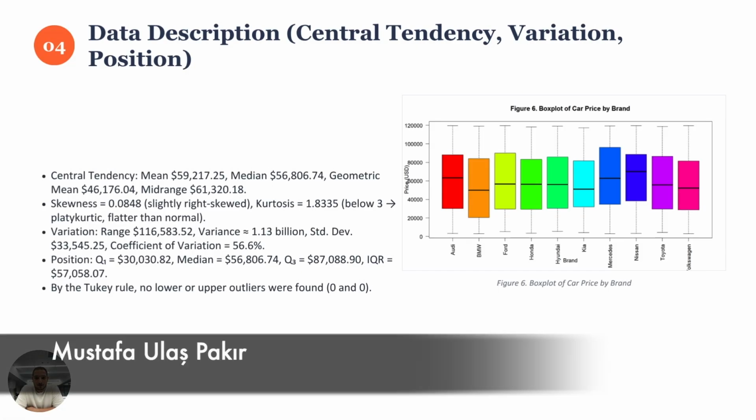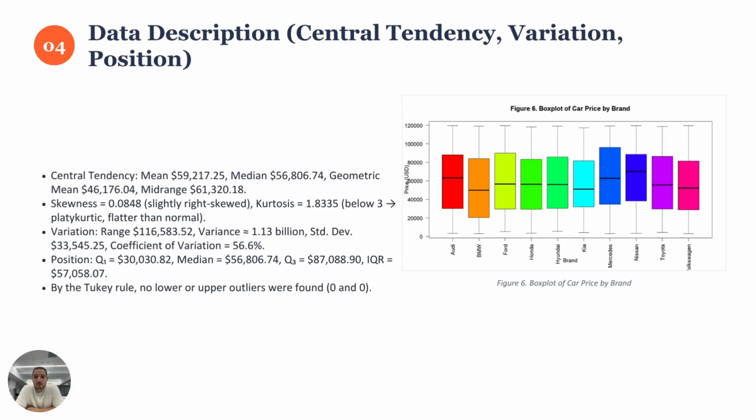Here we calculated central tendency, variation, and position. The mean price is $59,217 and the median is $56,807. Close values, so the distribution is slightly right skewed but almost symmetric. Skewness is 0.0848, almost no skew. Kurtosis is 1.83, below 3, so our distribution is flatter than normal.